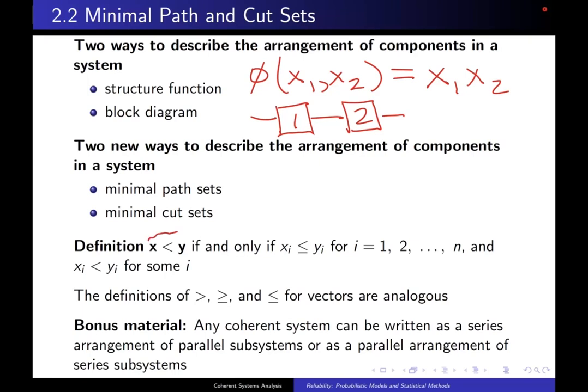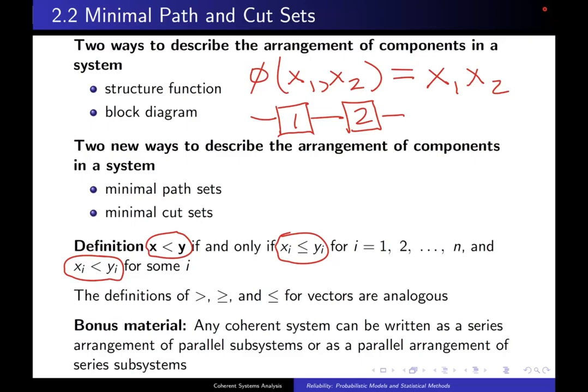The notion of what it means for one vector to be less than another vector is not clear and needs to be defined. So in reliability, the way this less than is defined is it says that every value in the x vector is less than or equal to every value in the y vector. Furthermore, for at least one of the components, xi is strictly less than yi.